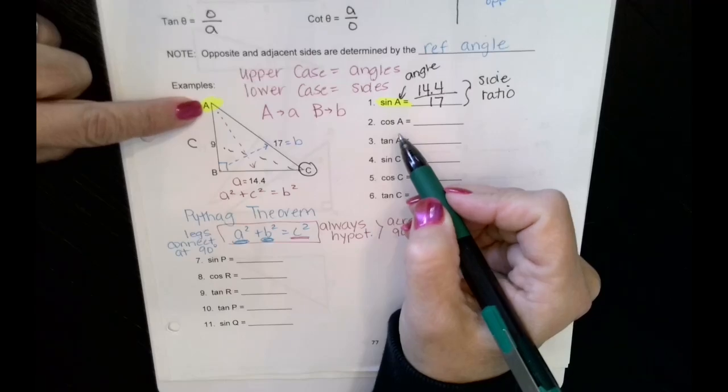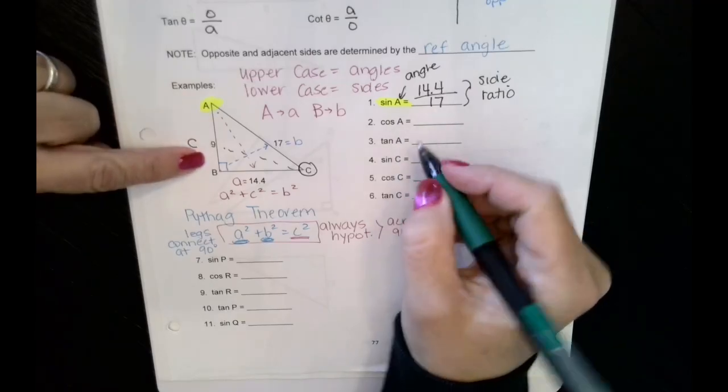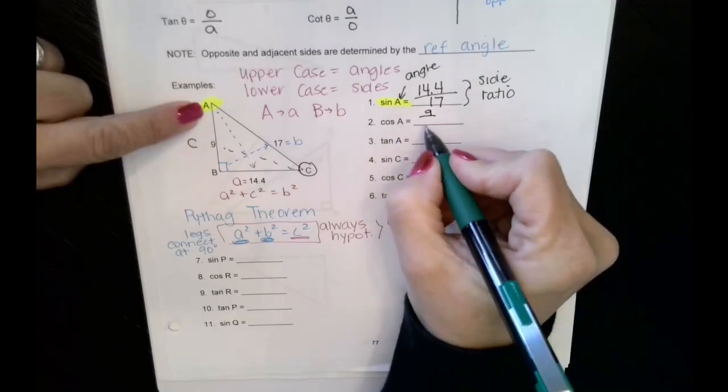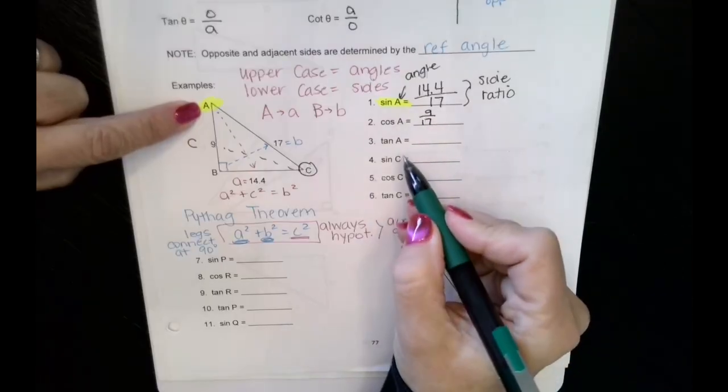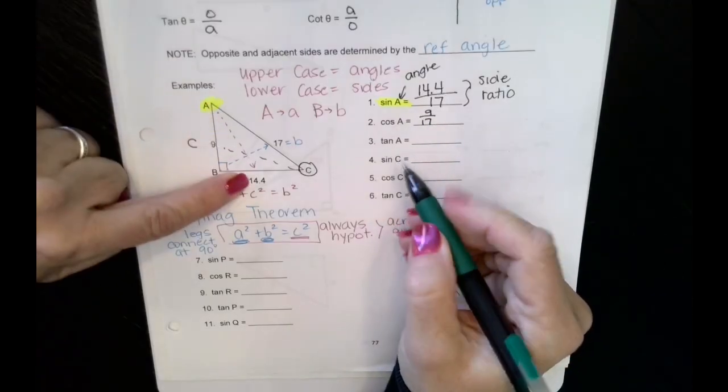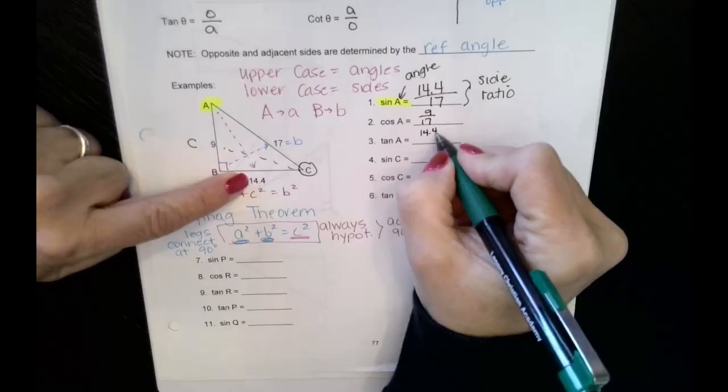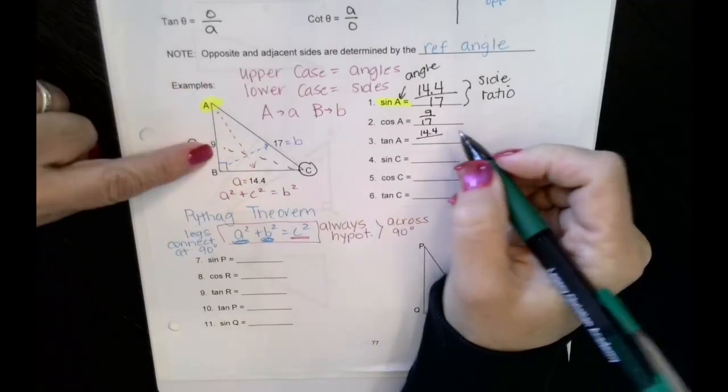So cosine of A, same thing. Cosine is adjacent, so the side that's adjacent is 9, and my hypotenuse is 17. And then tangent of A is going to be opposite, so 14.4, over my adjacent, which is 9.